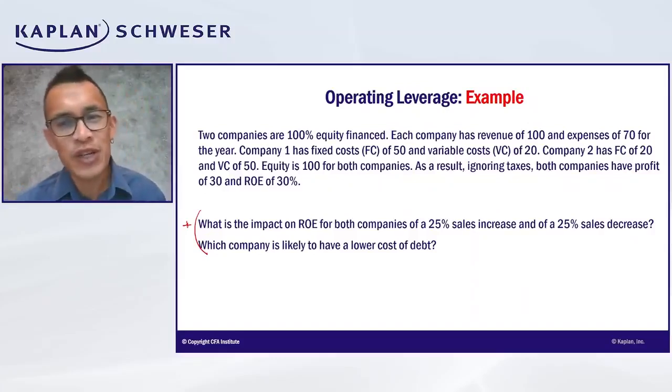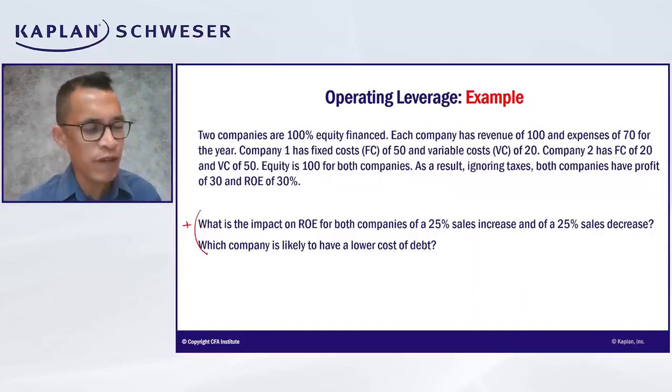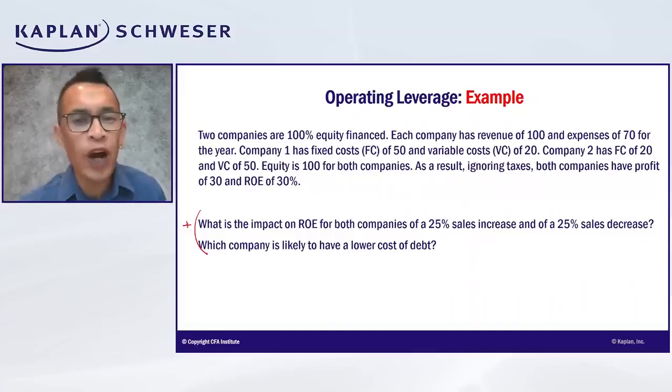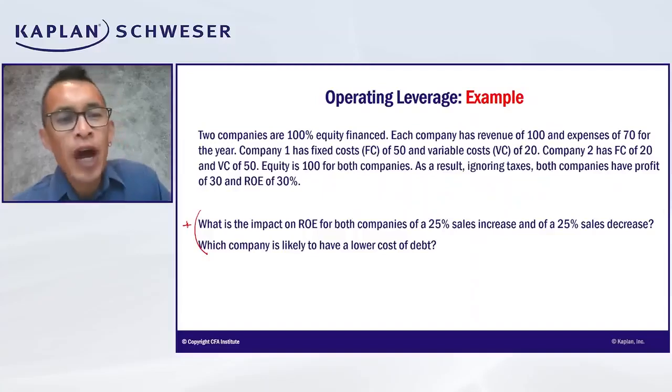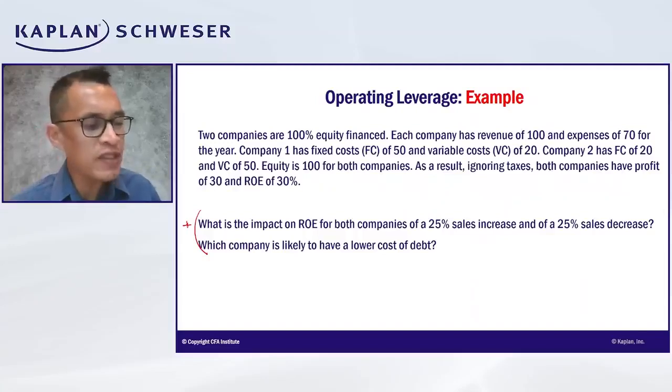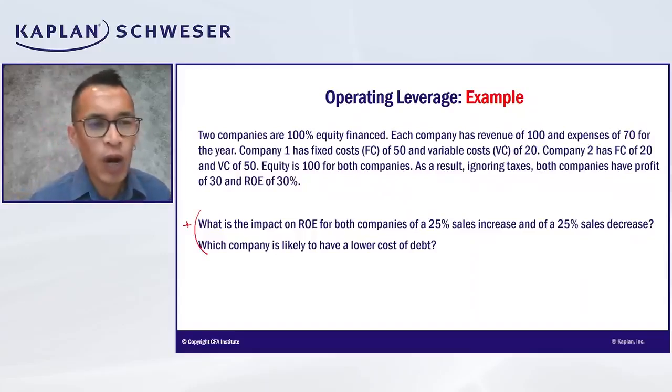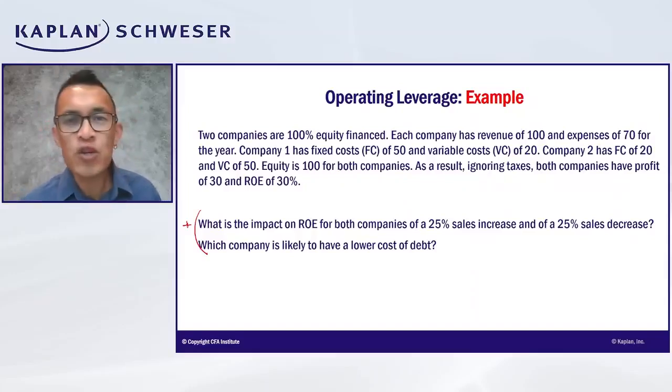Of a 25% sales increase and a 25% sales decrease for each company. Okay, so you're going to have 4 items in total, right? Because there's increase and decrease, and there's two companies. Now, once we have calculated the ROE amounts, then we can make a conclusion on the company with the lower cost of debt.